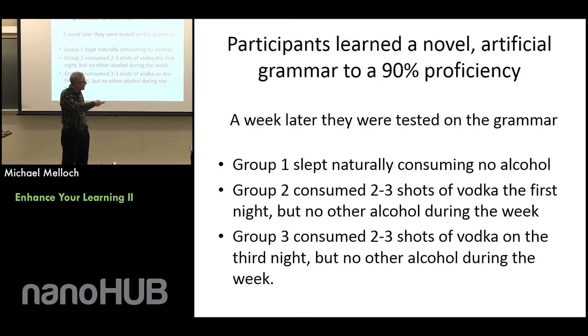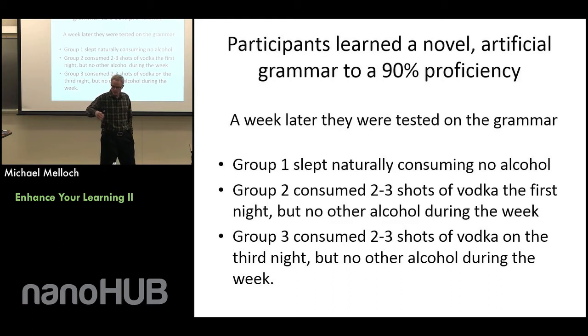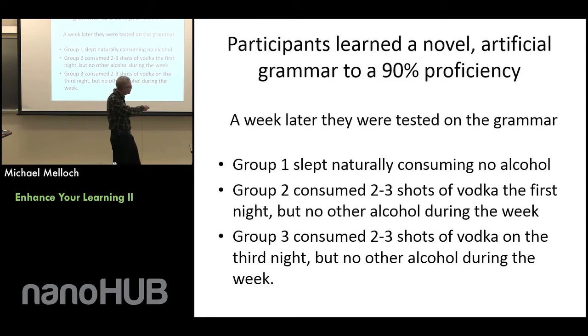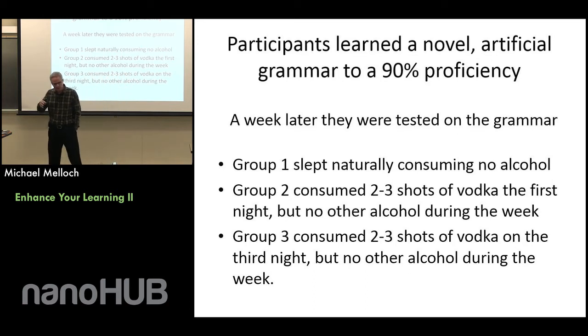Okay, so group 1 consumed no alcohol for that week, had their regular 8 hours a night of sleep. Group 2 had 2 or 3 shots of vodka the night they learned this artificial grammar, depending on their weight. Then no more alcohol for the rest of the week and normal sleep. Group 3 consumed 2 or 3 shots, but on the 3rd night. And they all slept regularly for the full week.